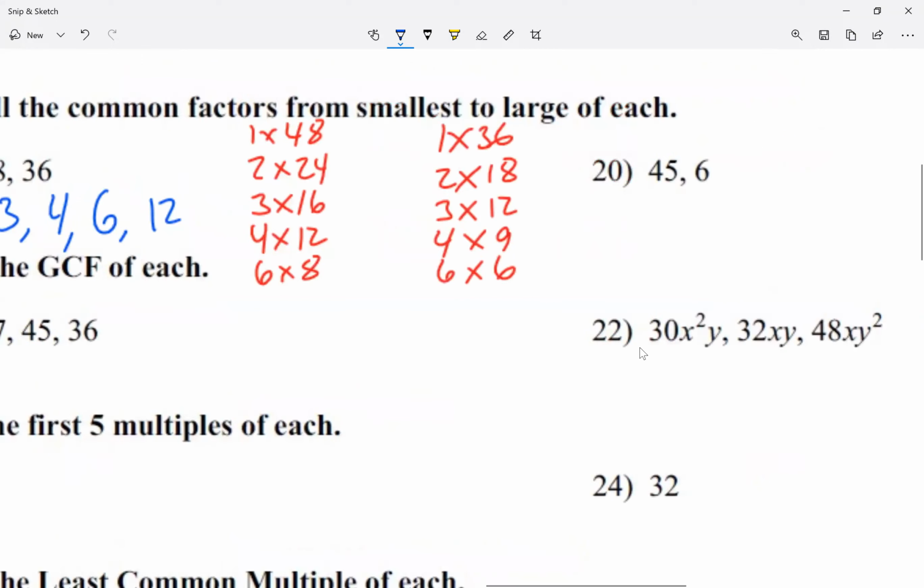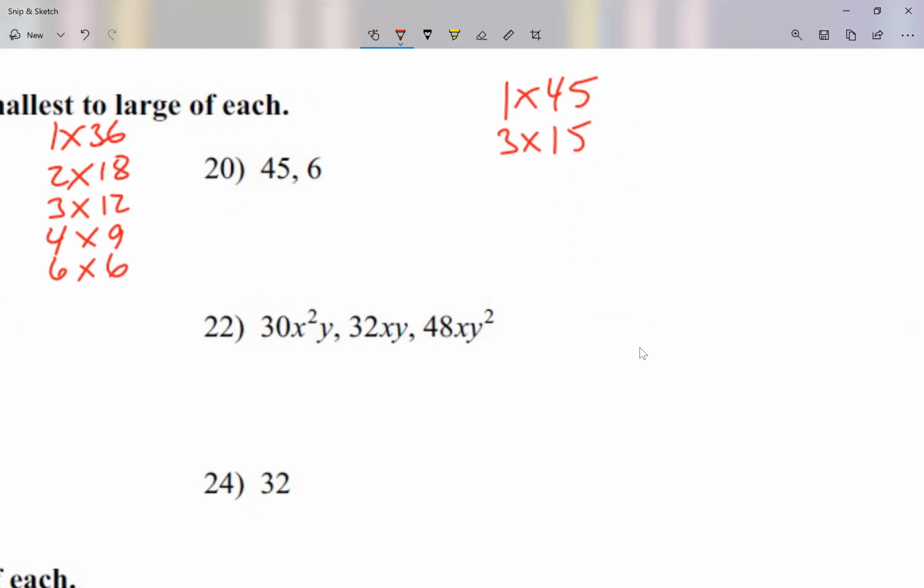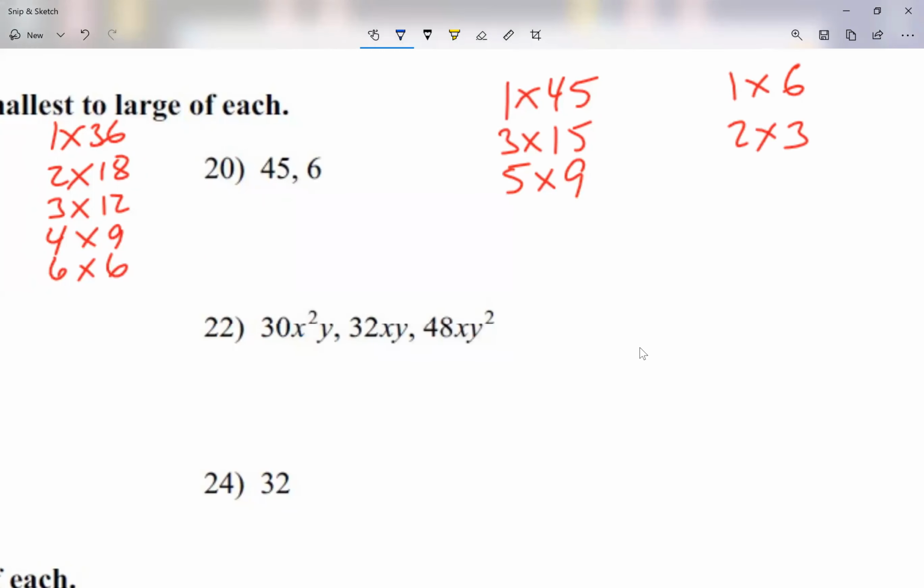Now let's take a look at number 20. My factors of 45 are going to be, let's see, 1 times 45. Let me write my 5 a little bit better. Then 3 times 15, then 5 times 9. My factors of 6 are going to be 1 times 6 and then 2 times 3. All right, so in blue, let me see the list. So 1 is a factor, and then 3, and that's it. Okay, so common factor.